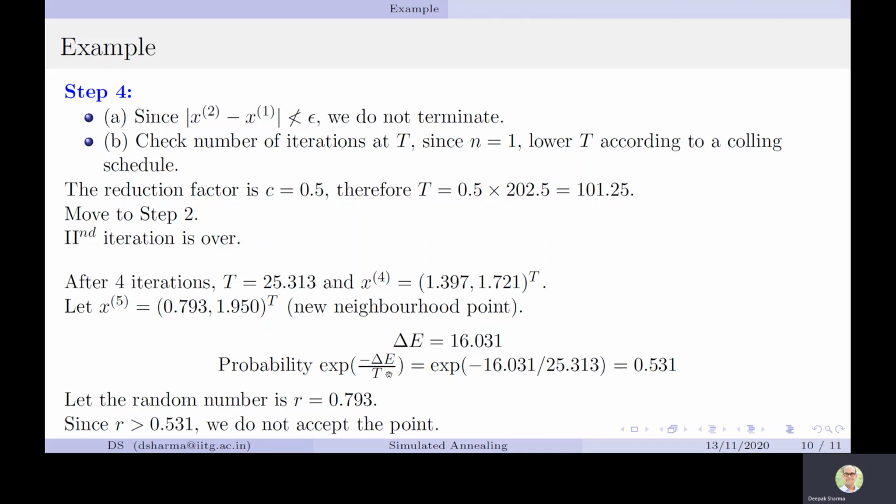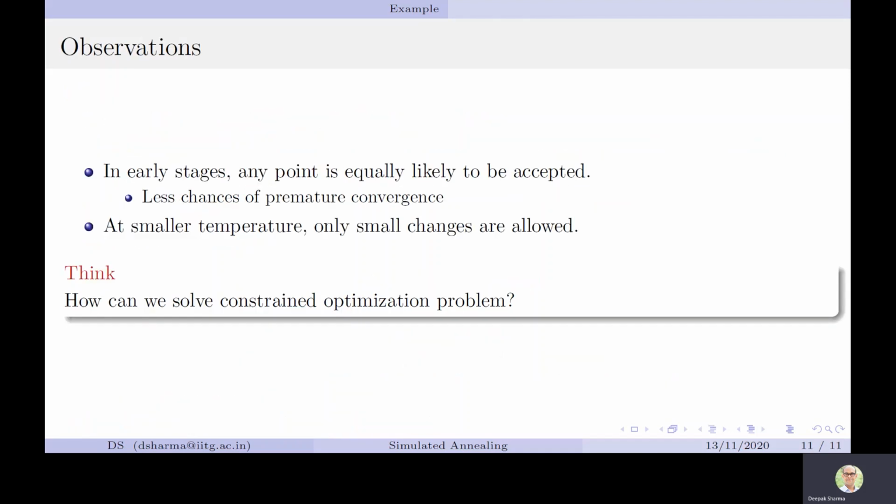Then we are going to find the exponential of minus delta E by T. This is coming out to be 0.531. Let the random number be 0.793. Since R is greater than 0.53, this means we are not going to accept this point. What we can see in the previous iteration or slide is that since the temperature was high, the overall probability of accepting the point was high, close to 1 or 0.9. And as this temperature is reducing, currently 25.313, the probability of accepting a point will reduce.